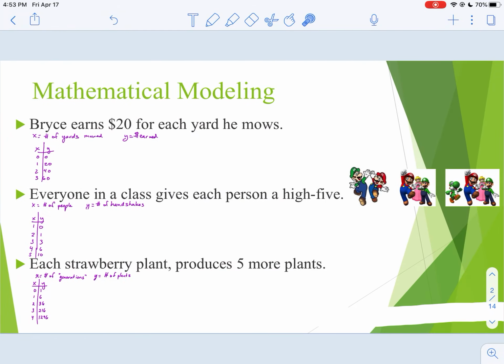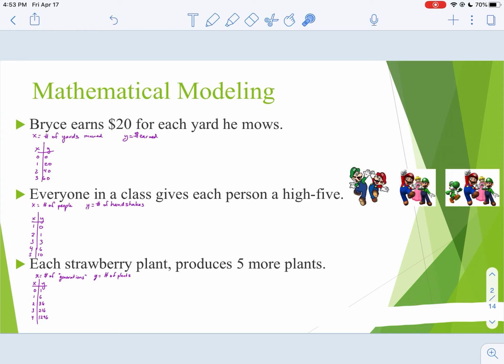So let's take a look at 3 real-life scenarios. The first is that Bryce earns $20 for each yard he mows. The second is everyone in a class gives each person a high five, and make sure to wash your hands afterwards, right? We did this problem earlier in the course, and so I thought you would remember that.